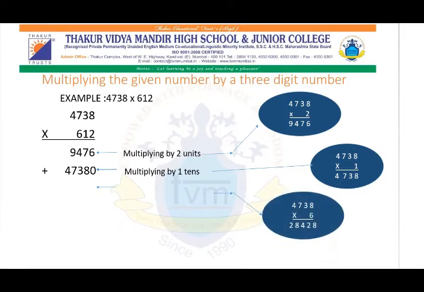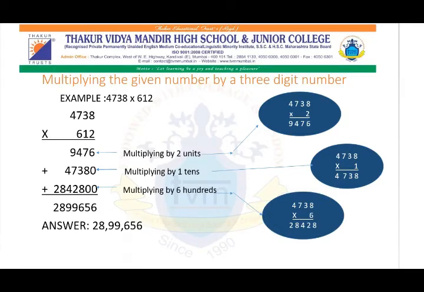Now we will multiply by the third place number, that is the hundreds place number, 6. So, 4738 multiplied by 6, my answer is this. Now again, in the answer I added 2 more zeros. Why? Because the place value of the 6 is 600. We have multiplied it with 600, not only with 6. So I added 2 zeros in the unit and tens place. Correct? Now we are going to add all these answers. So my addition is this: 28,99,656, and that's my final answer. Read this number. 28,99,656. Correct. Good.